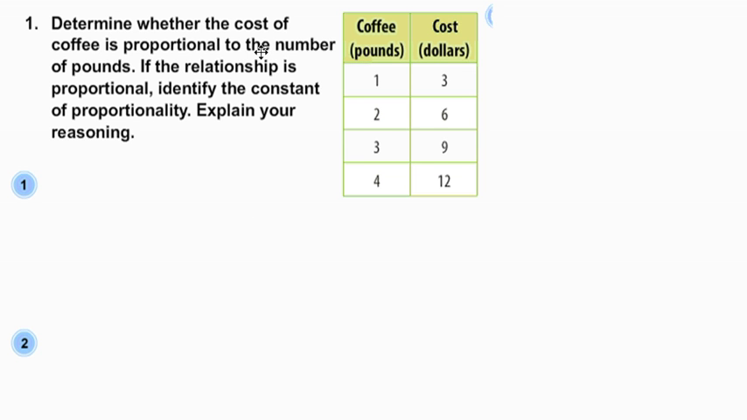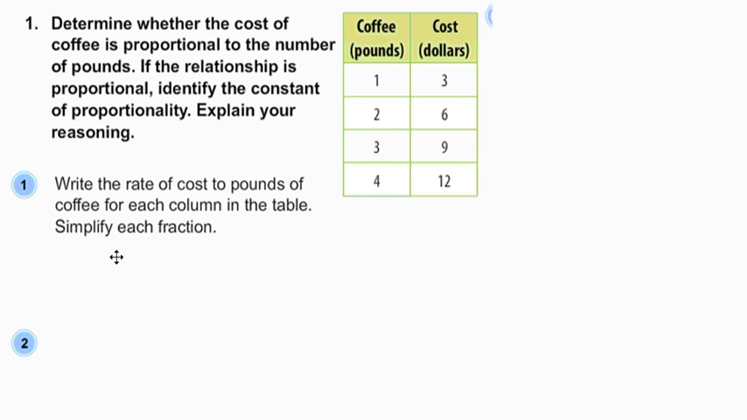Like I said before, they usually tell you how they want you to set it up. So you're going to say cost of coffee over the number of pounds. Again, in a table, usually the first one is your x, the second one is your y. So y over x, or cost over coffee. So I'm going to write the ratio of cost over coffee, so 3 over 1, 6 over 2, which equals 3 over 1, 9 over 3, which equaled 3 over 1, and 12 over 4, which also equaled 3 over 1. So all of these ratios that we formed from our table are all equal.